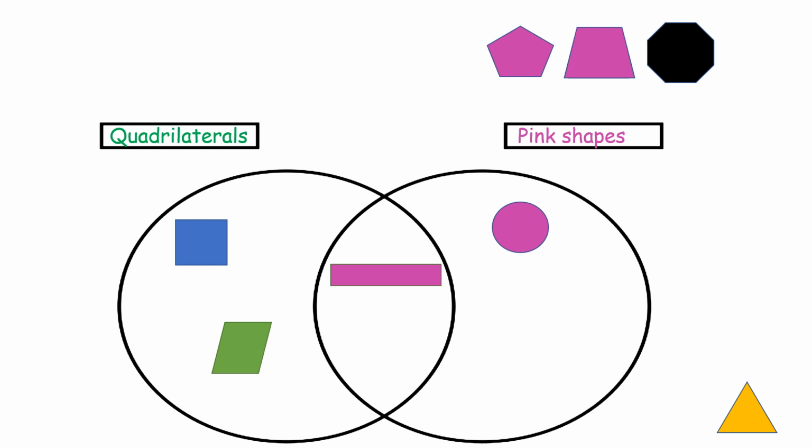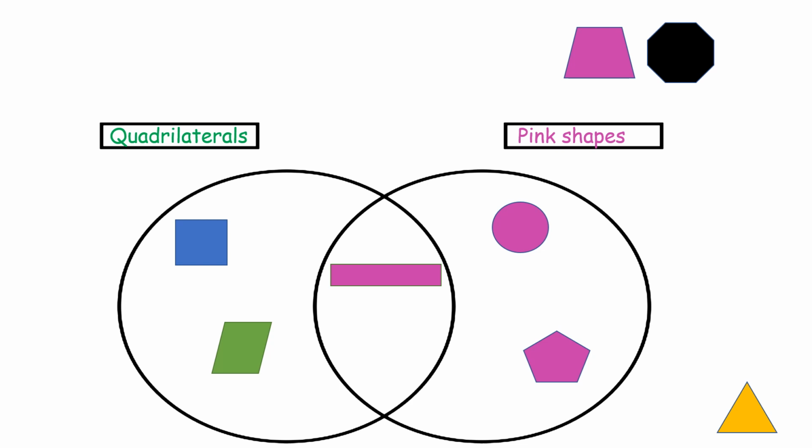The next shape is a 5-sided shape. Do you remember what that shape is called? It's a pentagon. So we have a pink pentagon. Is this pentagon a quadrilateral? No, it's not. But is it a pink shape? Yes, it is. So our pink pentagon belongs in this part of the Venn diagram.